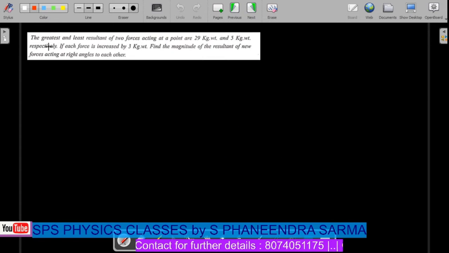Next is the greatest and least resultant of two forces acting at a point, 29 kg weight and 5 kg weight. Upon reading these kinds of questions, first you have to identify that 1 kg weight is equal to g newtons. This is the link we have to follow here. If each force is increased by 3 kg weight, find the magnitude of the resultant of the new forces acting at right angle to each other. Okay, let's try to solve.